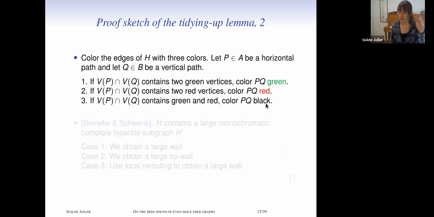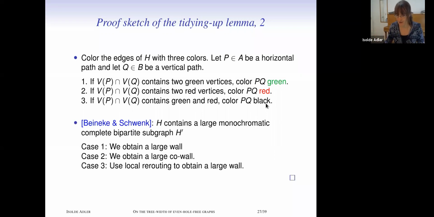Okay, so we don't have a two-color ring, we have a three-color ring, but we can group two of them together into one color, right, and apply Bipartite Ramsey theorem, and this will tell us that H contains a large monochromatic complete bipartite subgraph, H prime. So that'll be monochromatic. That means it'll be entirely green or entirely red or entirely black.